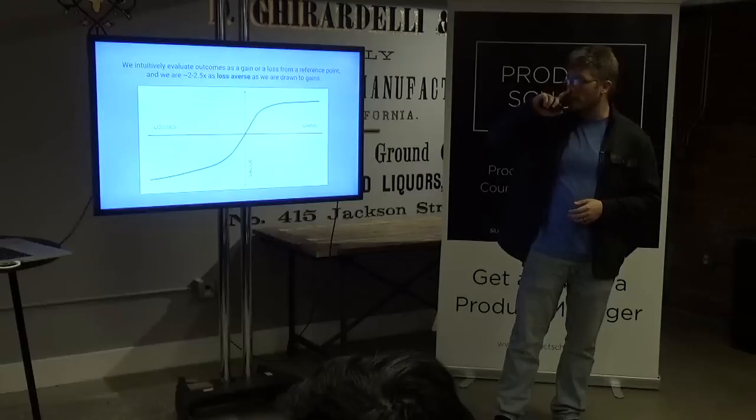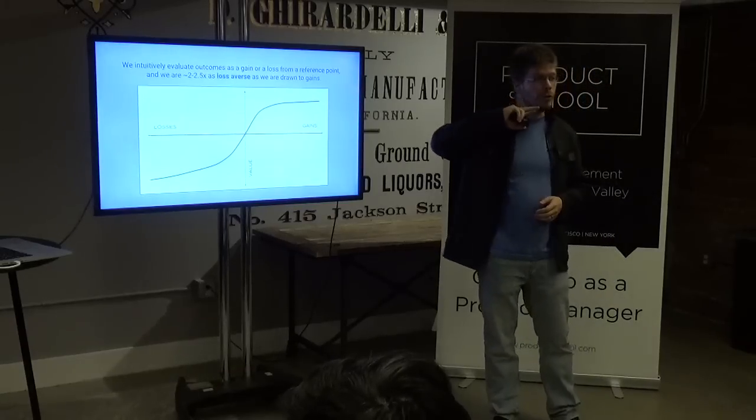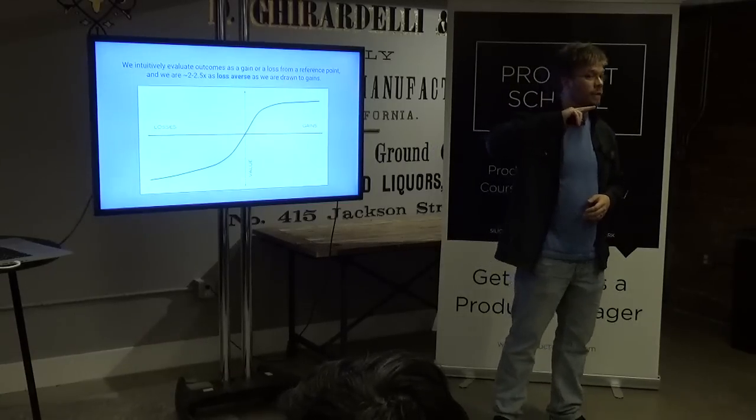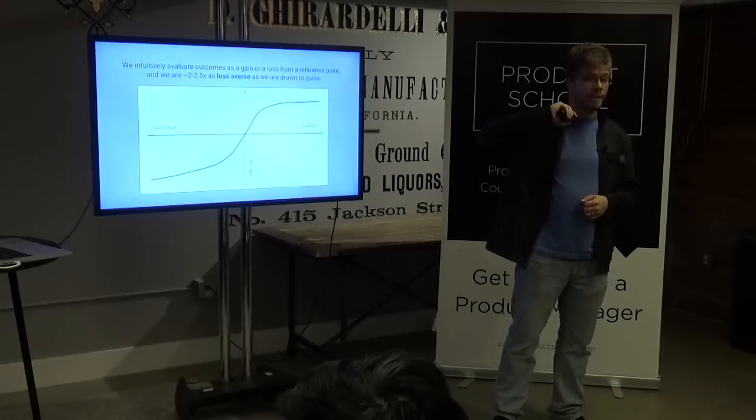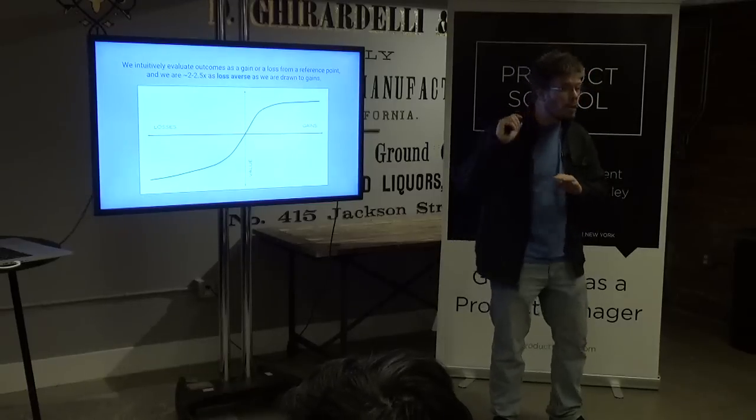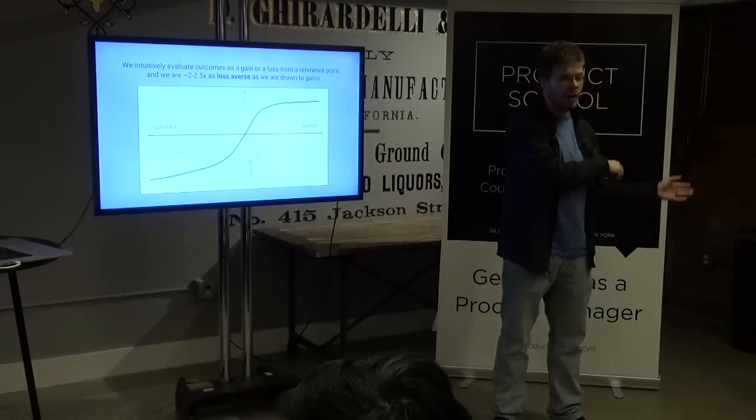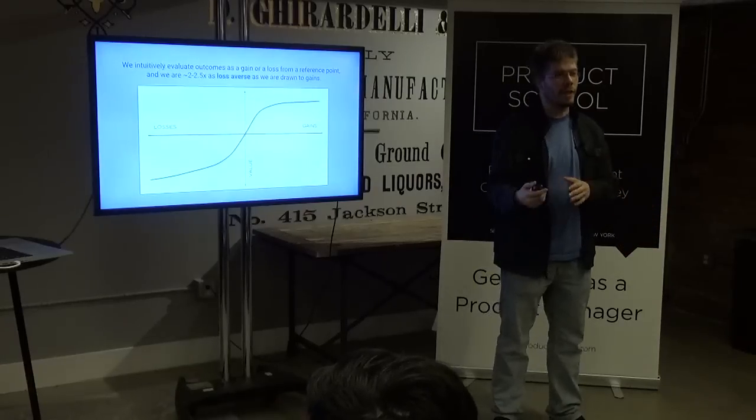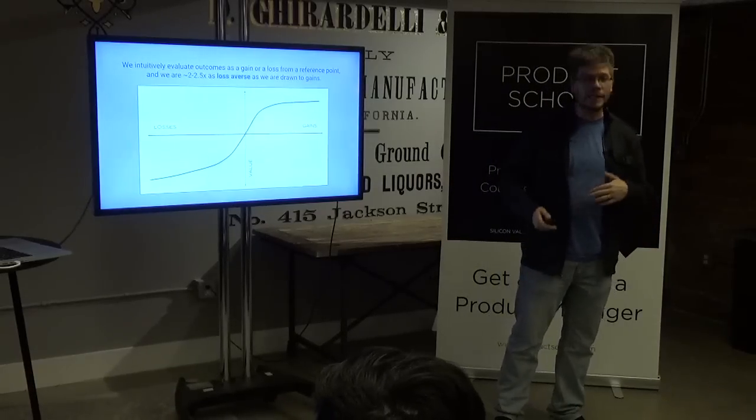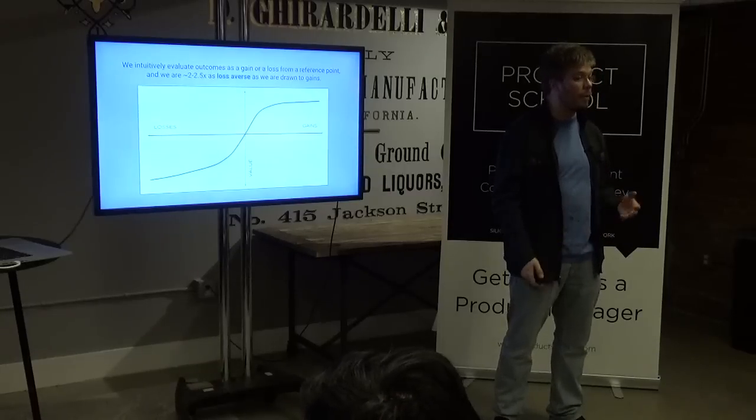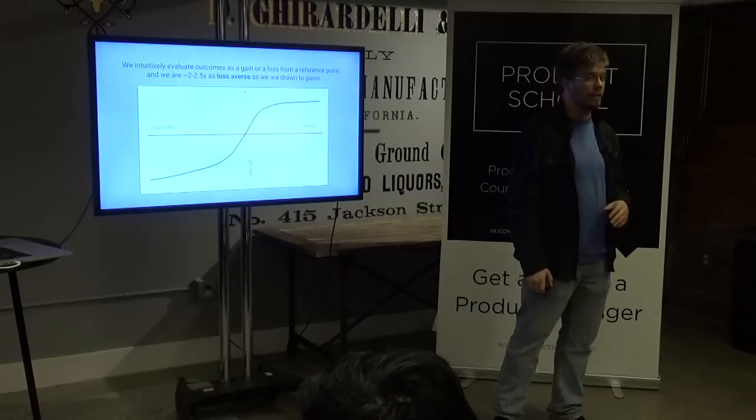The other thing to remember is that we're about 2 to 2.5 times as loss-averse as we are gain-seeking. So we will go more than twice as far out of our way to avoid a loss than we would to go seek a possible gain. So when you're presenting outcomes to people, it's important to remember that losses and gains are very much not symmetrical.